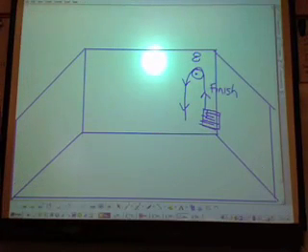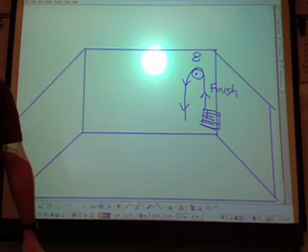Yes? Does the flag have to be raised up and down, or can it be like... It has to be elevated 8 inches, and it has to stay there.